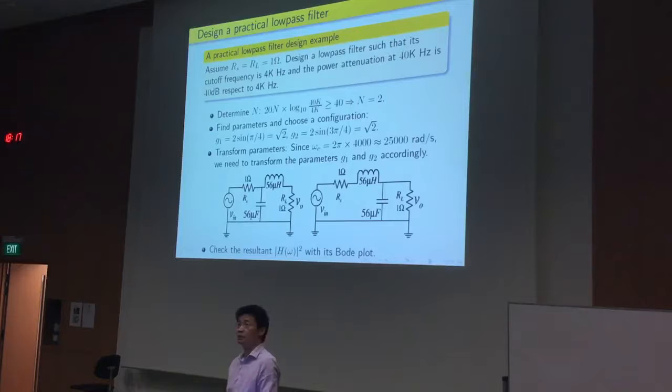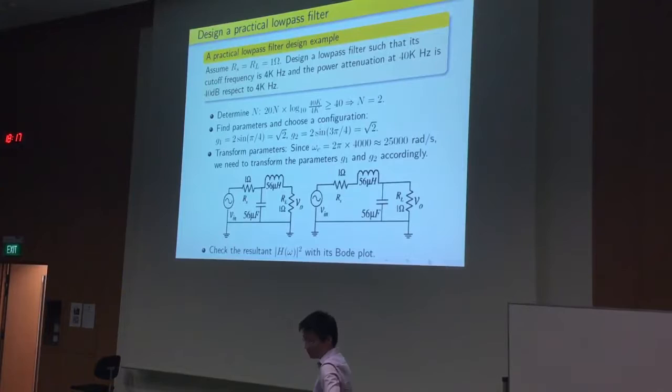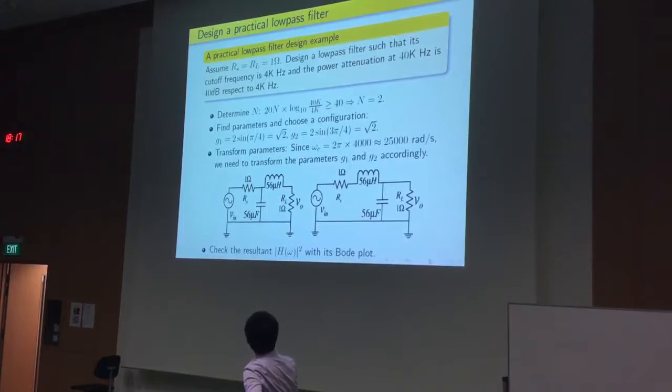So here you see some examples. First step, we need to determine the order of the filter based on the given parameters. This is the example we discussed last lecture, right? Design a low pass filter with a cutoff frequency of 4 kHz, and the rolling off of this filter should be determined based on this description here. From 4K to 40K, it must roll off, it must attenuate by 40 dB. Actually, the question as stated here is not very accurate. Later I will show why.